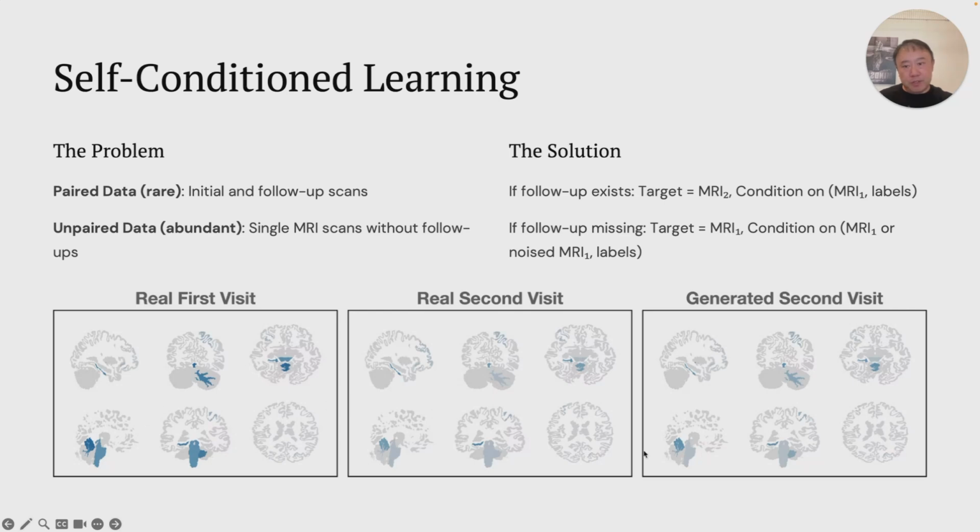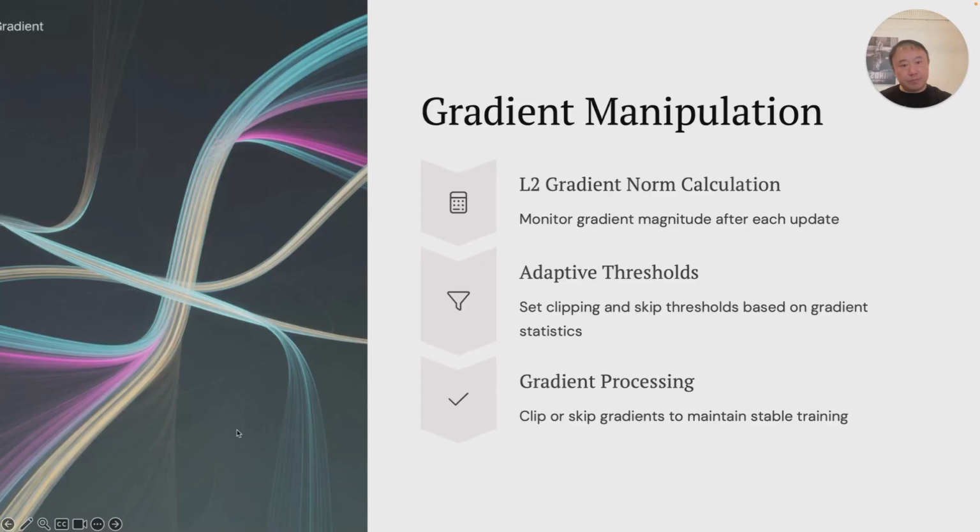Here's some visualization of examples of those, the real data versus the generated data for the second visit. You can see once we learn such a model, you can actually simulate the second visit from just the real first visit. That's pretty cool, but this actually introduces instability when we construct the training data this way.